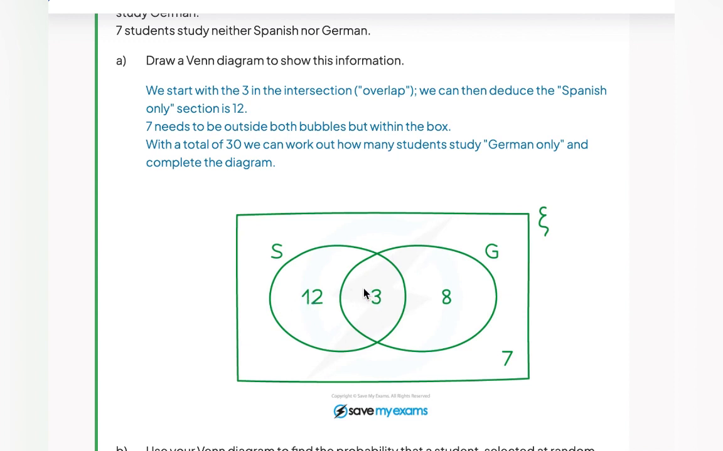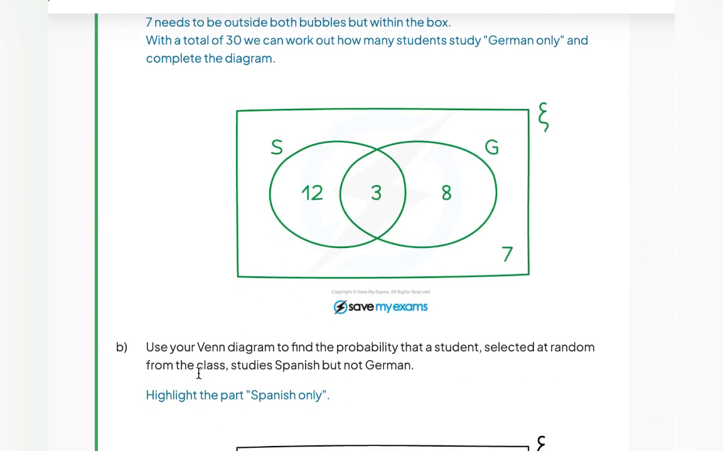So we're not going to include these 3 because the question told us that you should use the Venn diagram to find the probability that a student selected at random from the class studies Spanish but not German. If you include these 3 for Spanish, you are including German. So they say but not German, so this must not be inclusive. You only select Spanish only. So there are 12 students who study Spanish only.